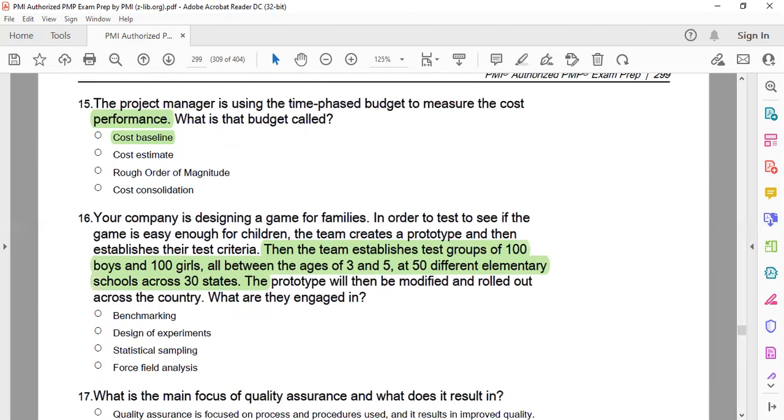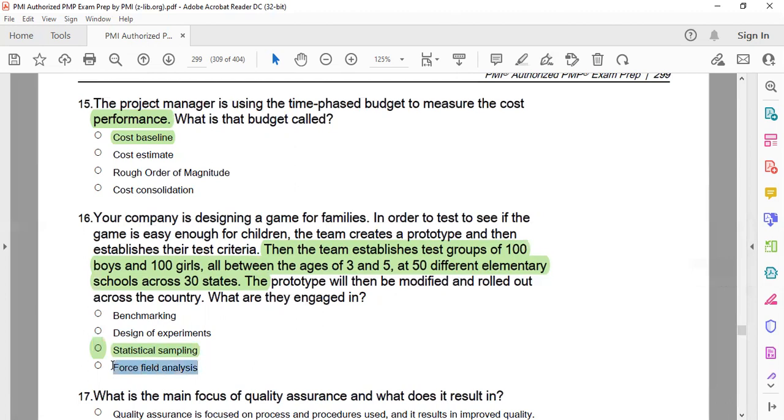Ganesh, no, they are not doing this. Yes. Motion, no. Navid, yes, very nice. They're giving the figures by yourself: 100 boys, 100 girls between age 3 and 5 from 50 schools and 30 states. They are doing the statistical sampling. They are not doing force field analysis.